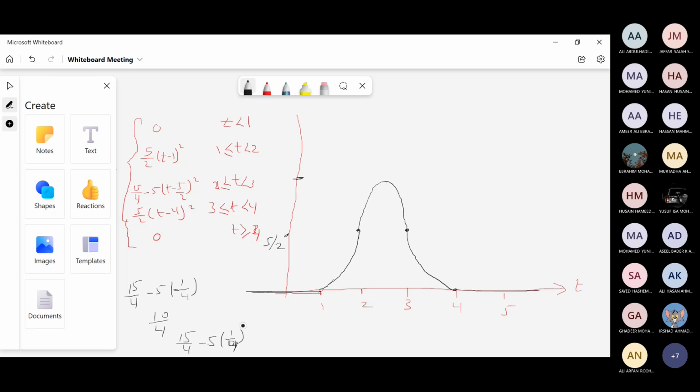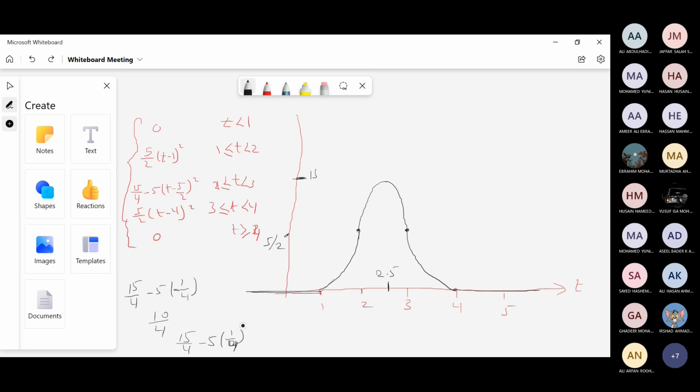Okay, what is this value? And what is this value? This is clear here. It is in the middle, so it is equal to 2.5. Then you just need to substitute it here. At 2.5, this is equal to 0, so it becomes 15 over 4.